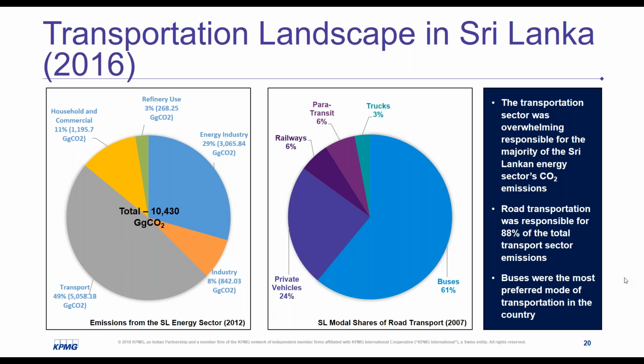So the transport ministry wanted to have some sort of an intervention to look at reducing emissions, and also at what could be more sustainable modes of transport that can substitute some of these unorganized private buses which were operating in the city of Colombo.